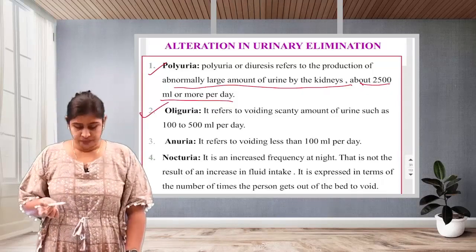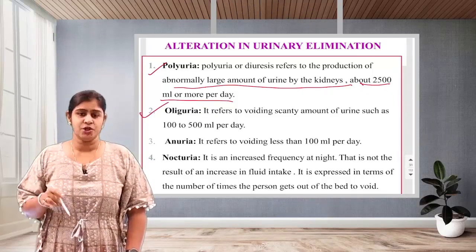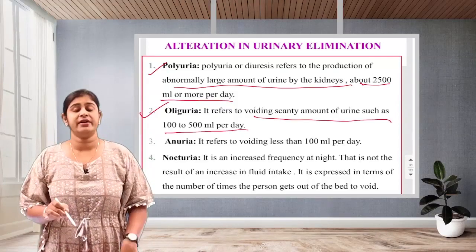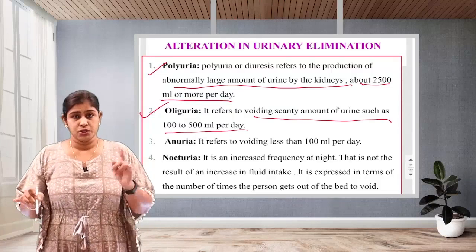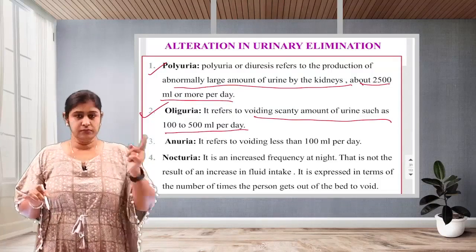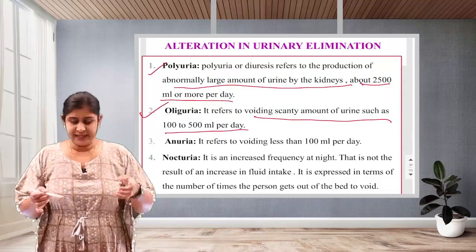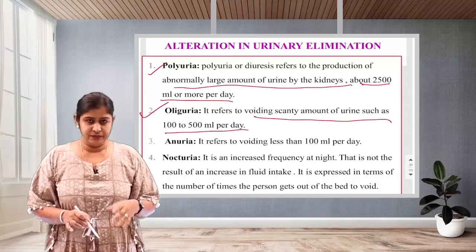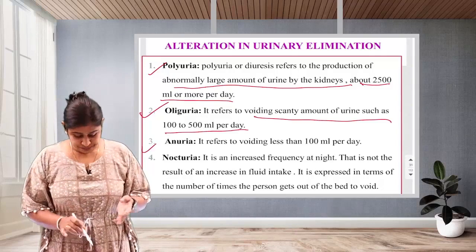Second is oliguria. Oliguria means less, scanty. It refers to voiding a scanty amount of urine, such as 100 to 500 ml per day. That is what we call oliguria.